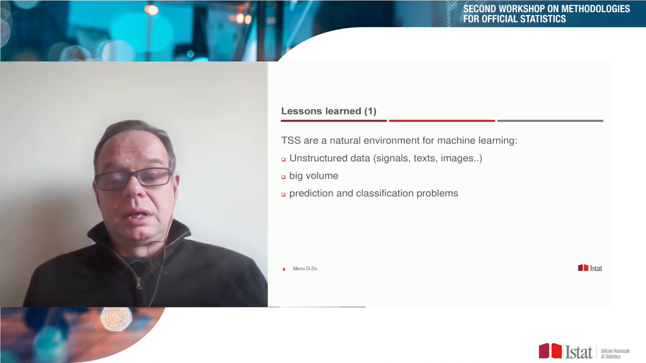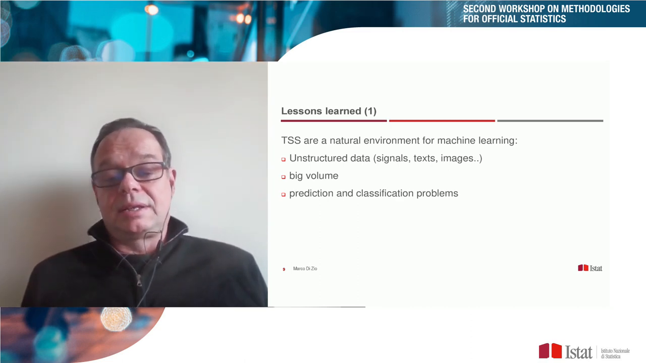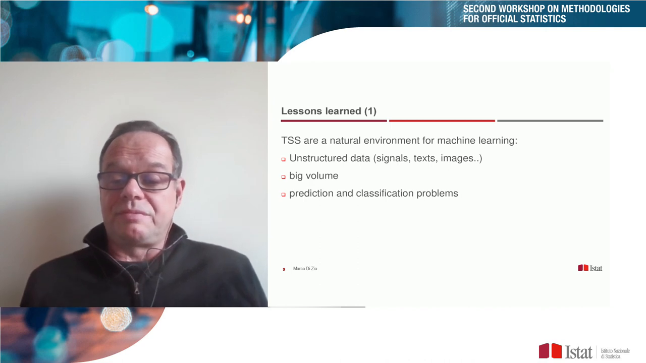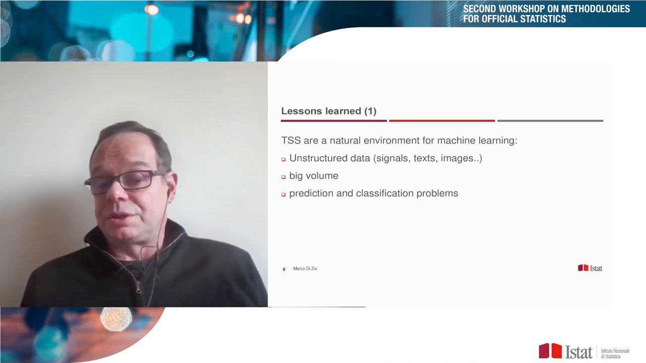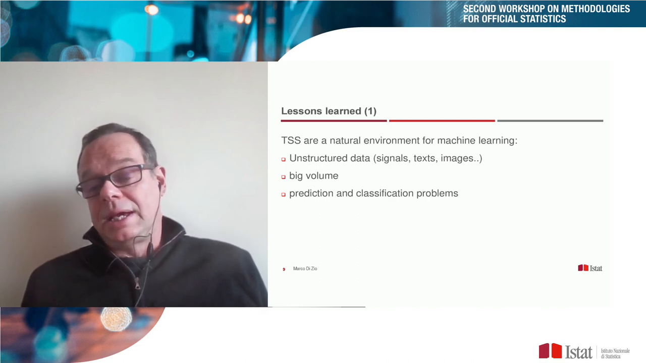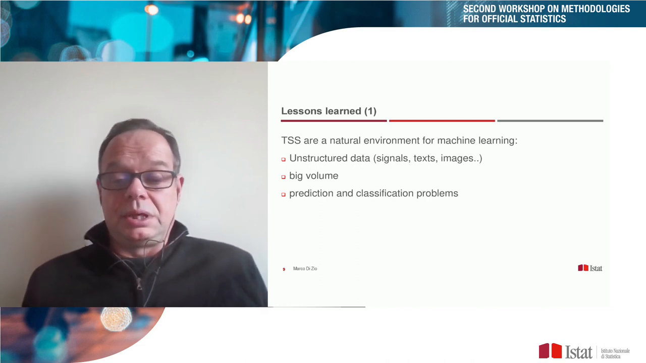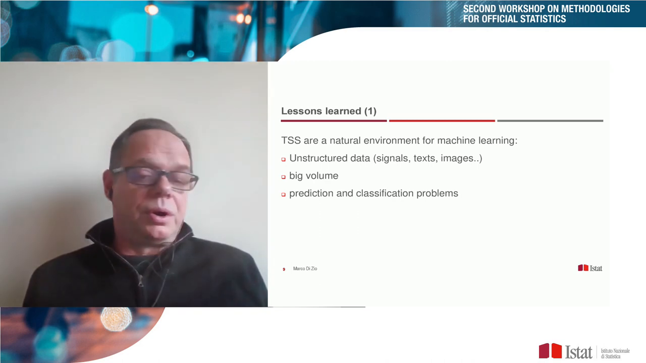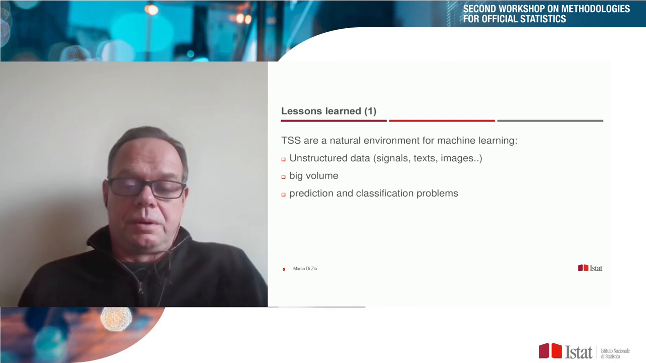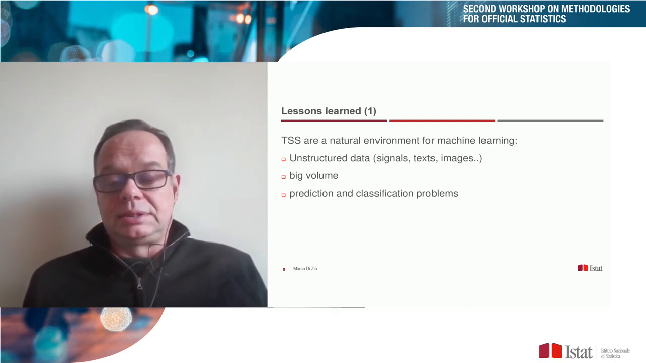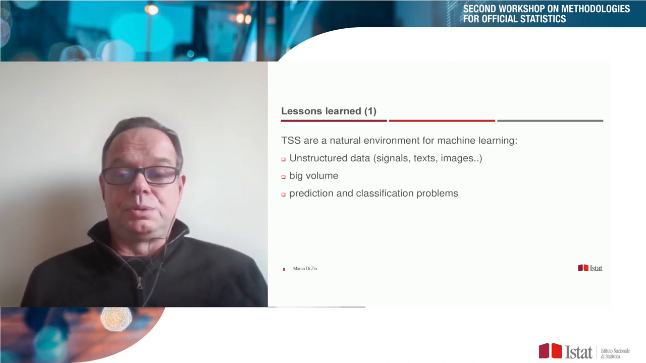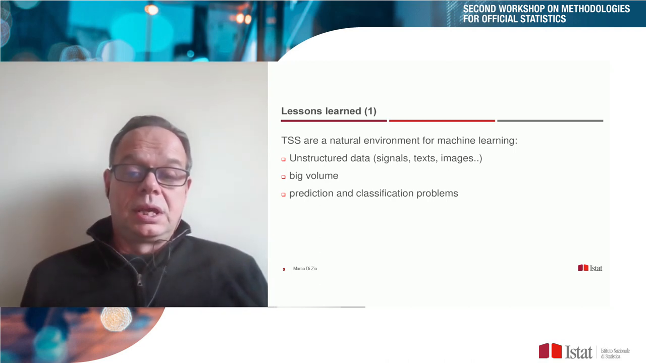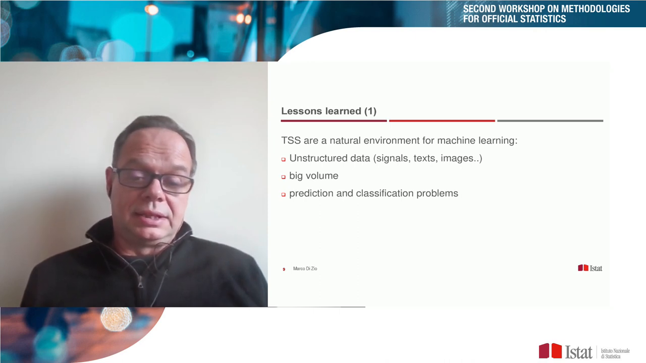So what have we learned? Well, the first thing is, as I would say, natural: trusted smart statistics are a natural environment for machine learning. In fact, at least in the projects I mentioned, they are composed of unstructured data: signals, texts, images, and for sure machine learning can be very useful in this context. But they are also characterized by a very large volume of data, sometimes in terms of units, sometimes in terms of variables. And of course, the rich models that can be used in machine learning methods can successfully exploit the richness of this data.